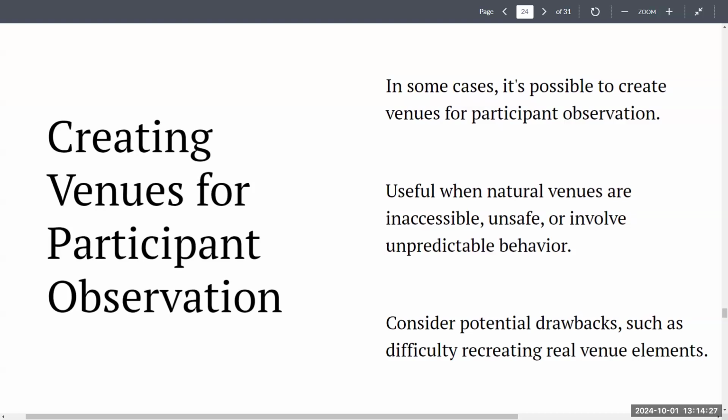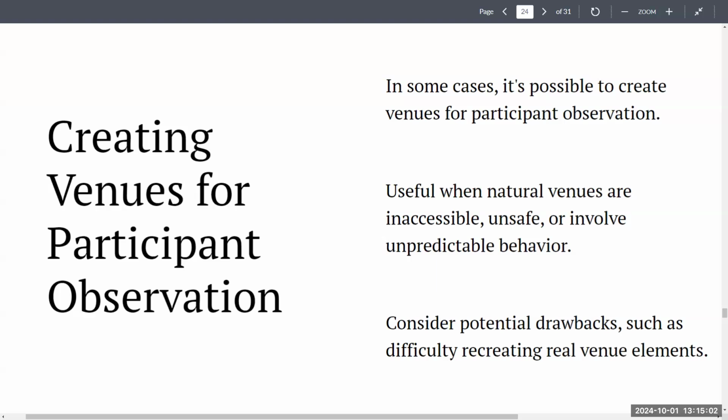Sometimes you can create venues or artificial spaces for people, when the natural settings are unsafe for you as a researcher to be in, okay? If you're studying, again, gangs, it may not be very research friendly to go and be right in the middle of the gunfire, right? So in cases where natural environments are dangerous, like war zones or high crime areas, setting up a simulated environment can provide useful data.